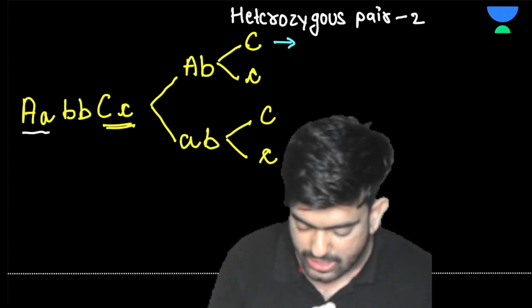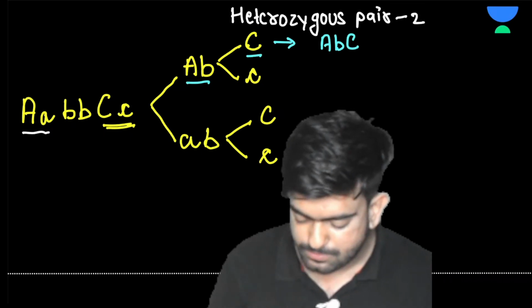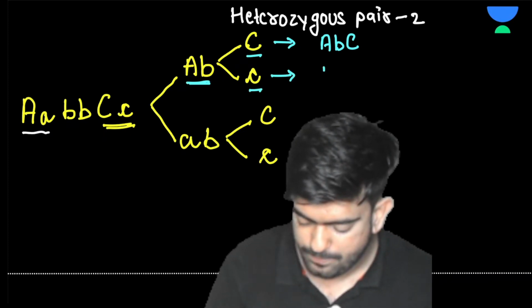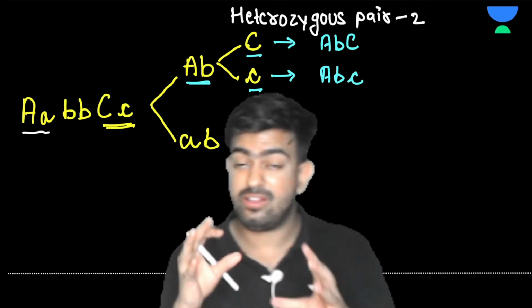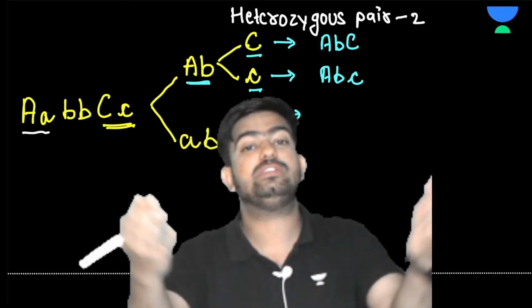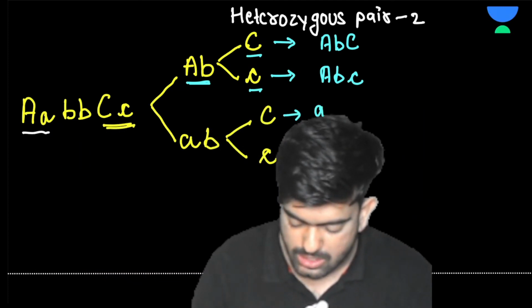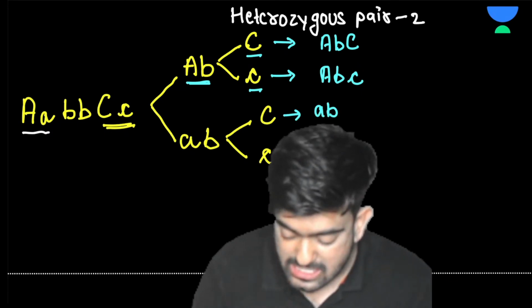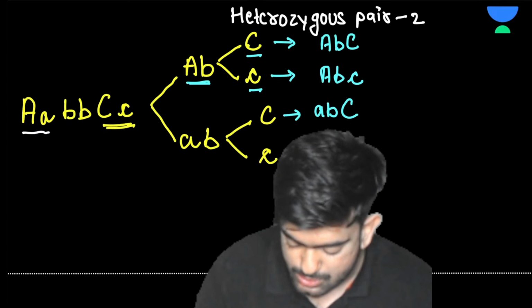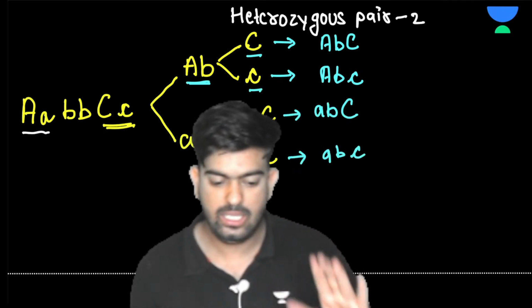We have A, B and C. So, capital A, small b and capital C. Then this will make capital A, small b and small c. Now you will see that each and every gamete will have small b only, because there is no capital B. So here we will have small a, small b and capital C, and then we will have small a, small b and small c. So this is how you are going to make the gametes.